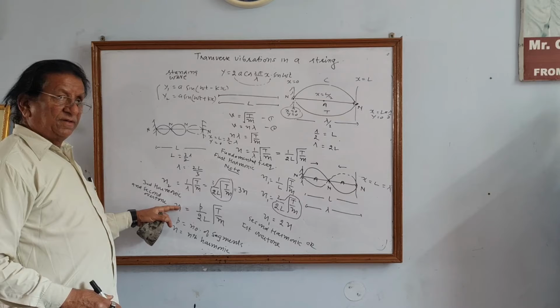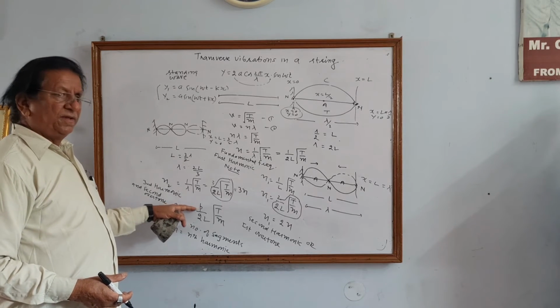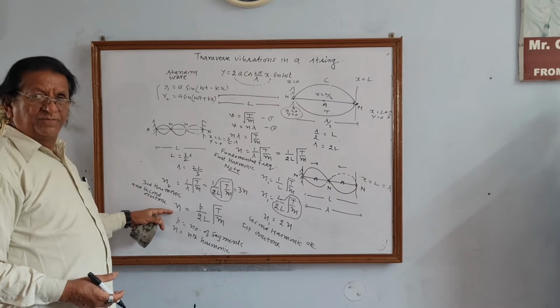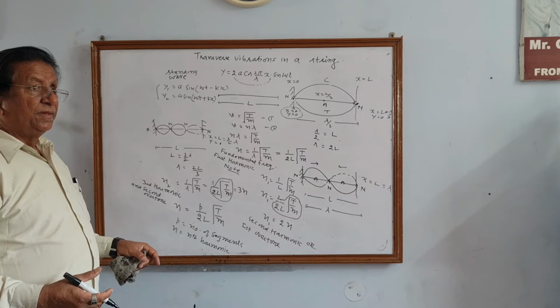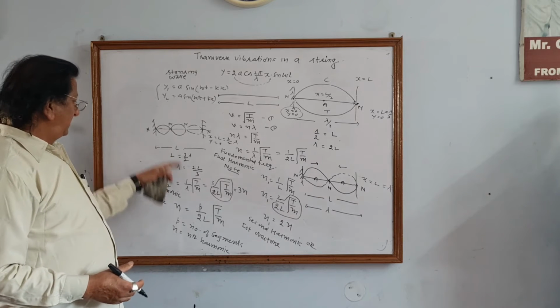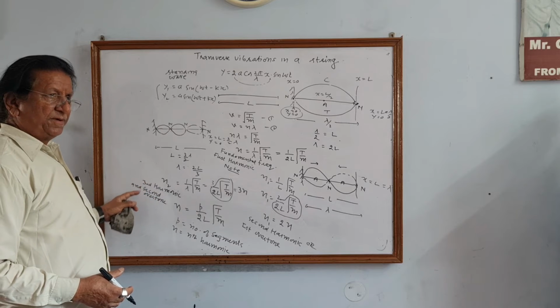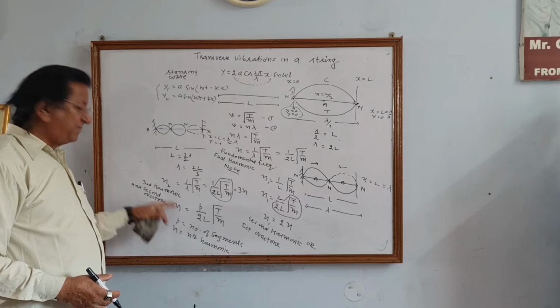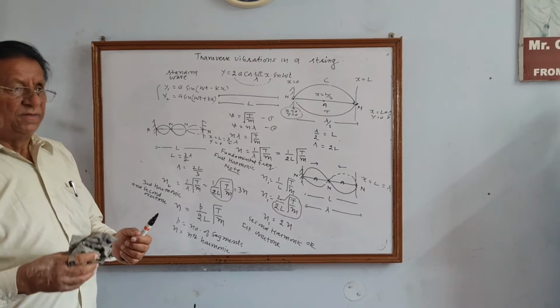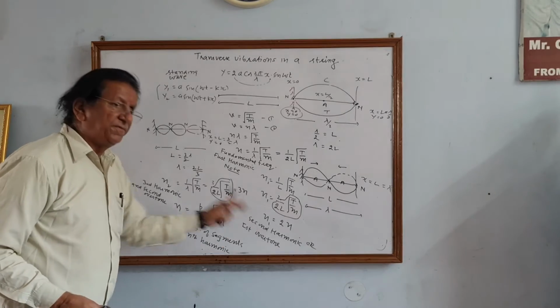N is harmonic. The segments are 3. This will be third harmonic. But in terms of overtone, number of segment 3, frequency third harmonic, but second overtone, one less. So you can express the same result in the form of this harmonic or in the form of overtone.